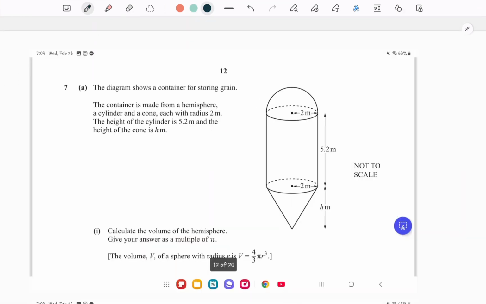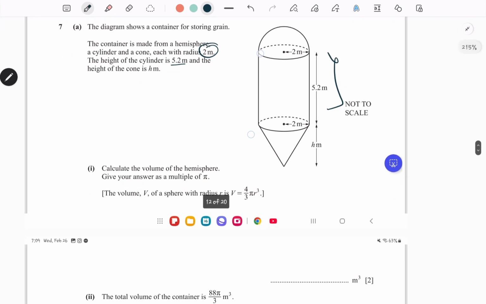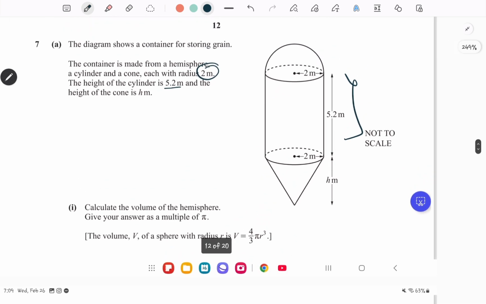Okay, so now for question number 7. The diagram shows a container for storing grain. The container is made from a hemisphere, a cone, and a cylinder, each with radius 2 meters, and the height of the cylinder is 5.2 meters. They need us to calculate the volume of a hemisphere, given that the volume of a sphere is 4/3 pi r cubed.